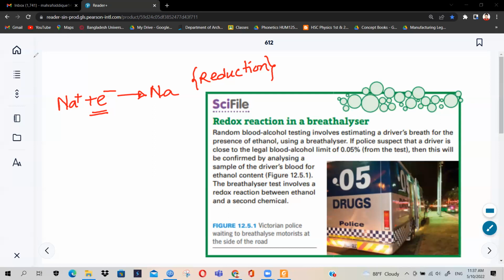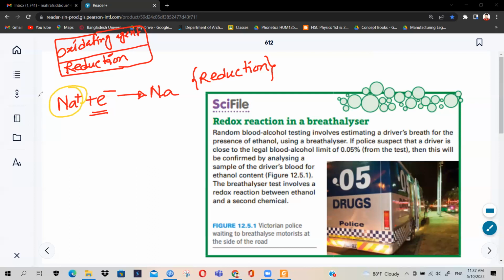Did you draw the table? I showed you two tables. Yes, there were two tables. The first one was oxidating agent, and then underneath what was it? Reduction. So in case of reduction, which agent will we find? Oxidating agent, right? And which is the oxidating agent here? Na plus. Yes, excellent.